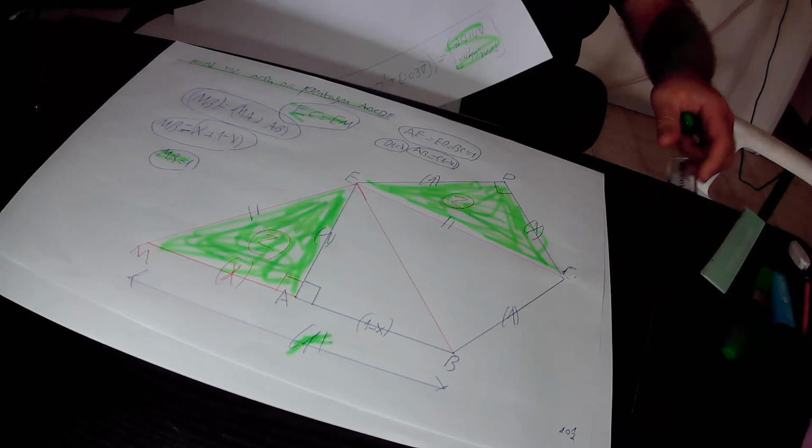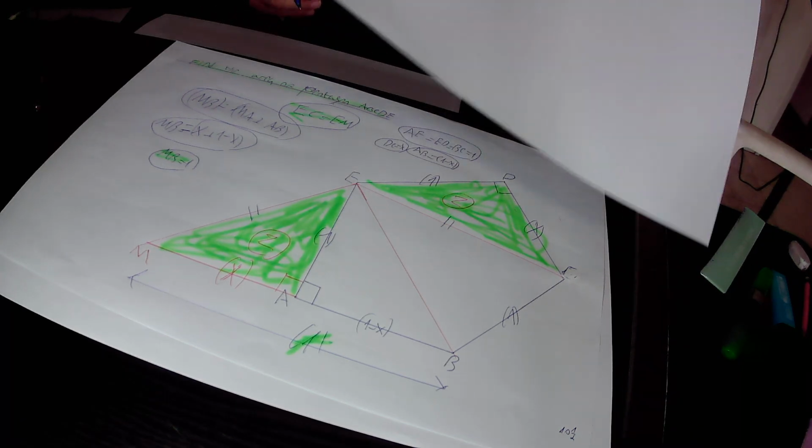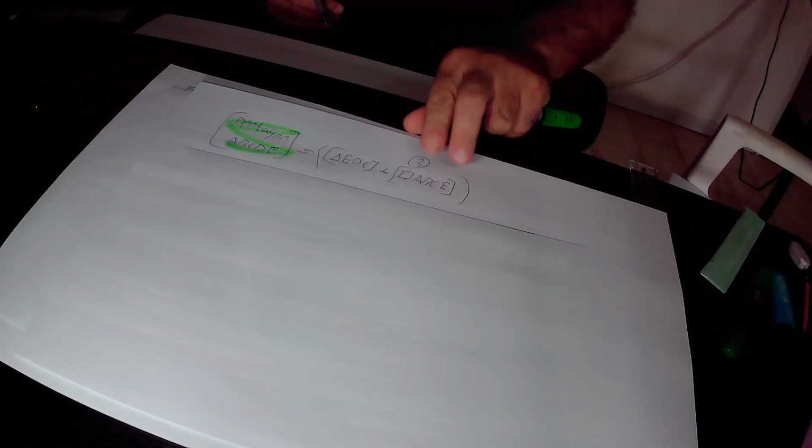Read again. The area of the big pentagon ABCDE must be equal to the sum of the areas of the two shapes that it consists of. It consists of only those two shapes and nothing more.